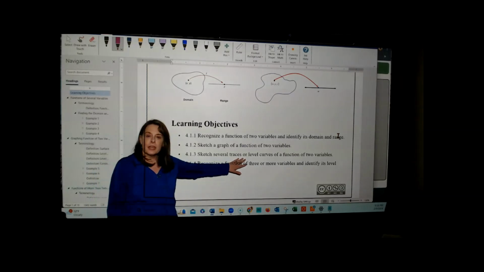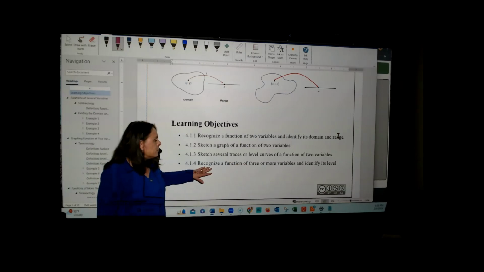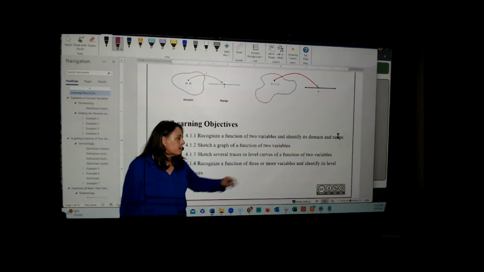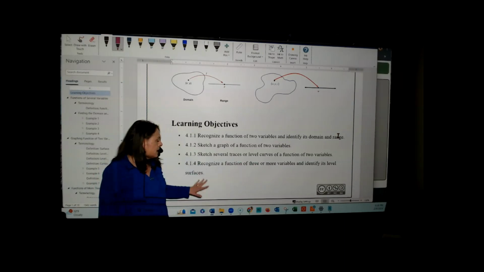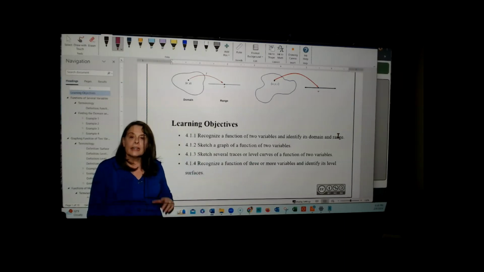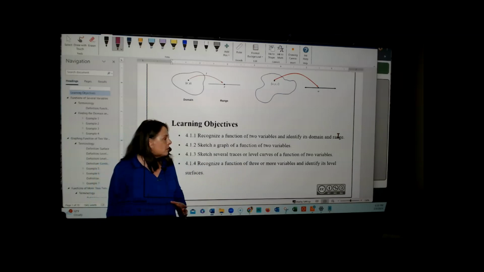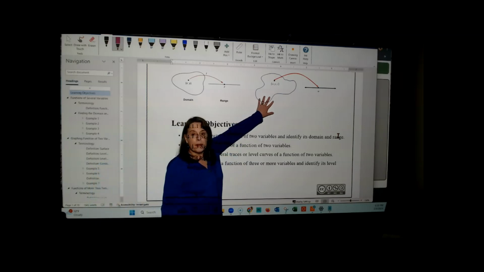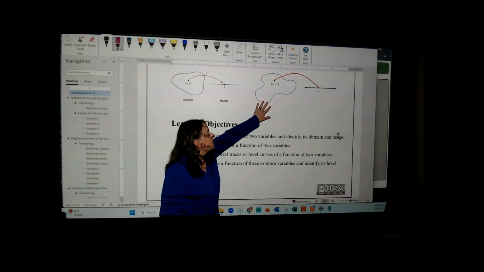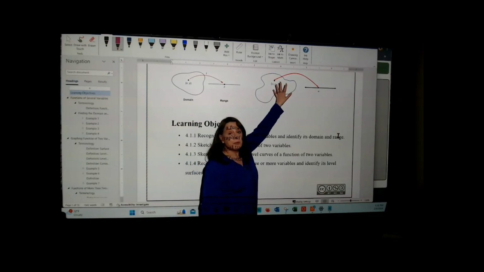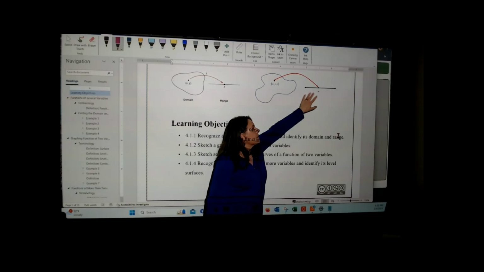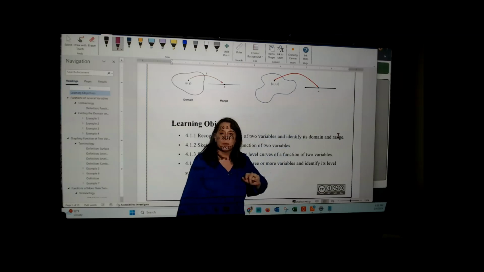Traces do the same thing, but in the other planes. Then we want to recognize a function of three or more variables and identify if it's a function of three variables, its level surface. And again, a level surface is a very similar idea. Let's say that we come back to this situation on the right, where we're taking an ordered triple from three-dimensional space, an x, y, z, and putting it inside of some function and getting out a real value w.